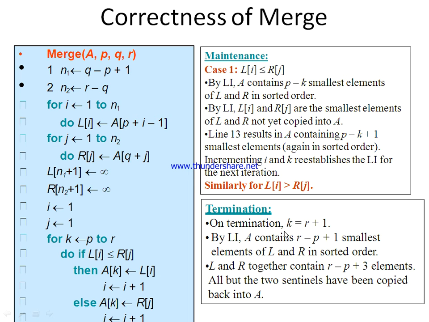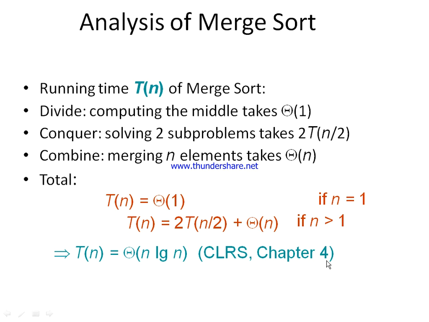Next, the termination condition. The termination condition is reached when index value k reaches r plus 1. So A contains the r minus p plus 1 smallest elements of L and R in sorted order at the end.